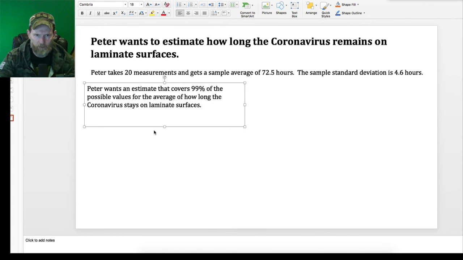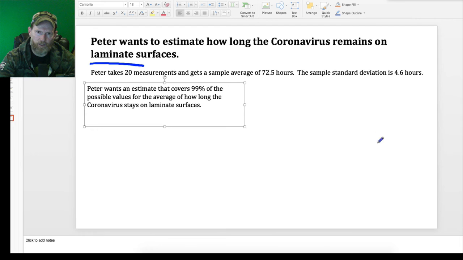Okay, Warriors, last problem in this video. Peter wants to estimate how long the coronavirus remains on laminate surfaces. So we have some information about how long the virus stays on various types of surfaces, cardboard, paper, plastic, things like that. And we want to find out about laminate. All right, so he takes 20 measurements, gets a sample average of 72.5.